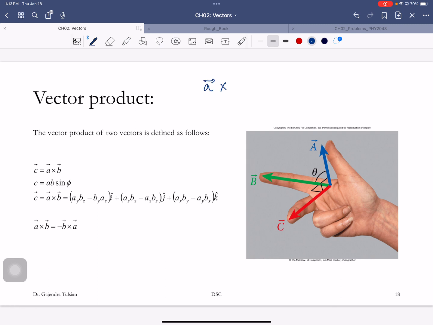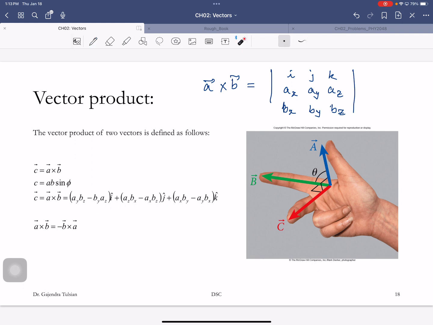Have you guys done determinants yet? How many of you have done determinants? Yeah, don't worry about it. You've done it? No. You don't need to know this, but I'm just writing it down in case you've done it. All you need to know is this definition.